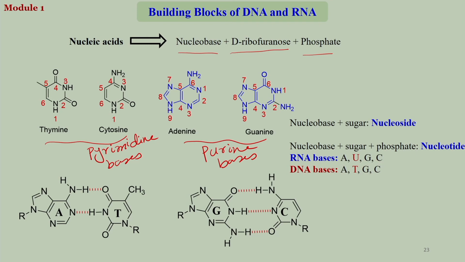This is how the numbering goes. If you look at thymine, this NH is 1, then 2, 3, 4, 5, 6. This is NH, CO, NH, CO, this is a carbon-carbon double bond and a methyl group.